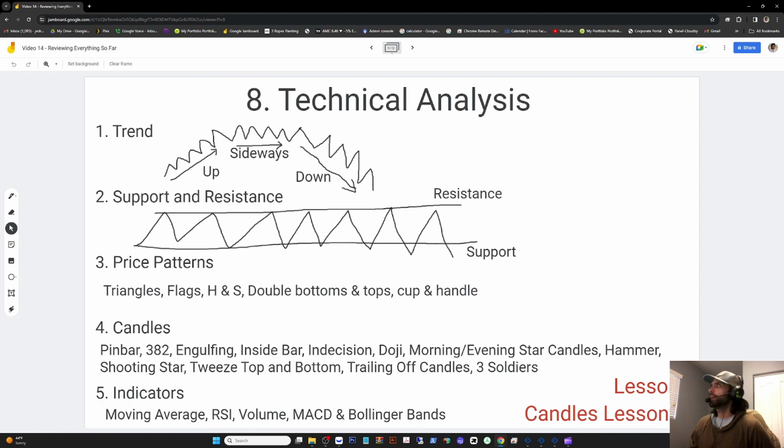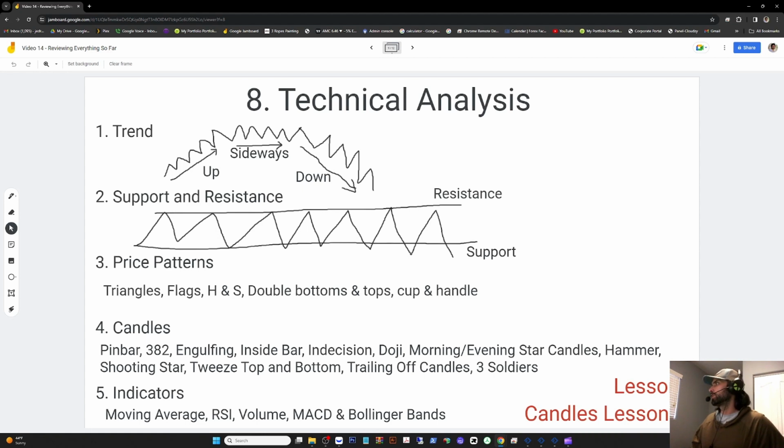8. Technical analysis. We talked about five items in this lesson. 1. Trend: uptrend, sideways, ranging, or consolidation, downtrend. 2. Support and resistance. Support is where people are buying. Resistance is where people are selling. 3. Price patterns. These are patterns that traders have identified as signals for a potential future direction. There's triangles, flags, head and shoulders, double tops and bottoms, and the cup and handle.